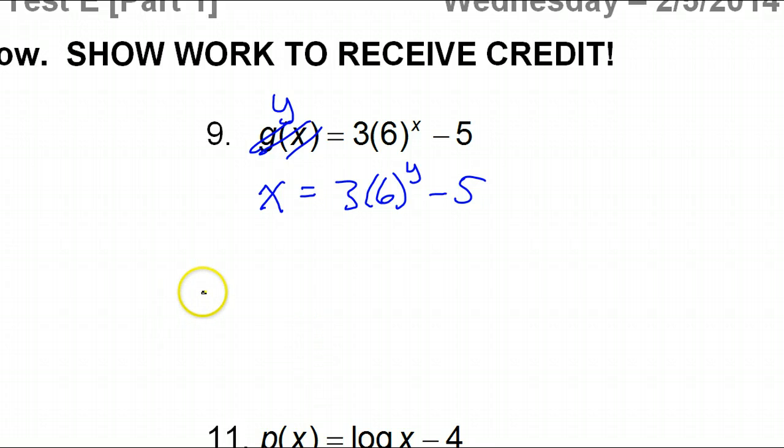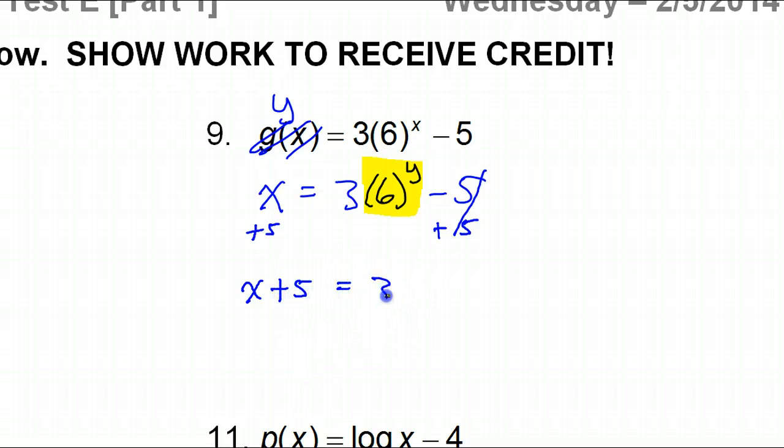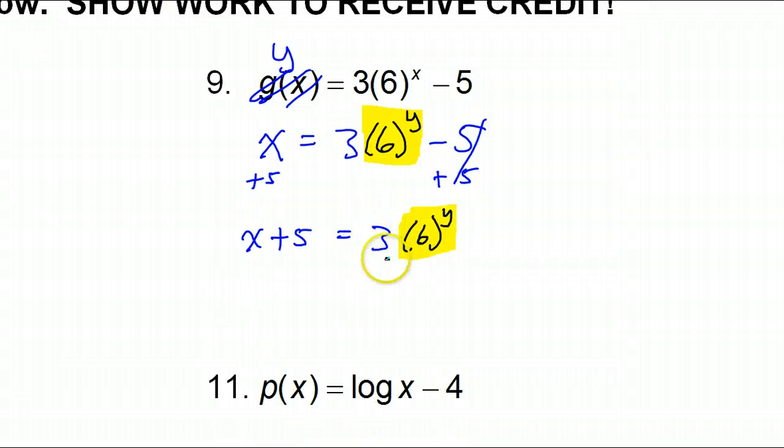By the way, if you have a pencil in your hand, put it down. Watch the video, learn how to do it, but then see if you can go back and do it yourself. Anyway, if I want to get this y by itself, before I can put it in log form, first I need the base and power to be by itself. So let's start by adding the 5 to both sides. That'll give us x plus 5 is equal to 3 times 6 to the y power. Still got to get rid of this 3, so let's divide both sides by 3 like this.